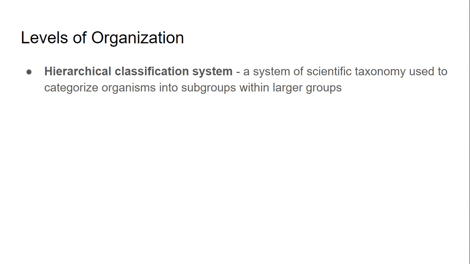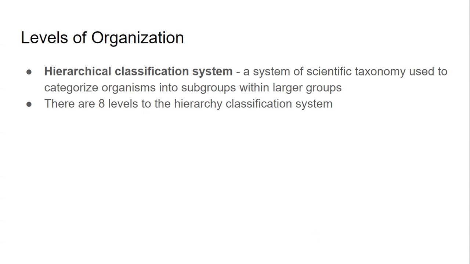So, to start with levels of organization, a hierarchical classification system is just a system of scientific taxonomy that's used to categorize organisms into subgroups within larger groups. What that means is that if I just state that I'm talking about animals, that's too broad. There are so many different types of animals. You have reptiles, mammals, insects, amphibians. Scientists use this classification system to group animals together so we can be more specific, because we know that reptiles and mammals, while they are all animals, have different characteristics, and that's what makes them different from each other.